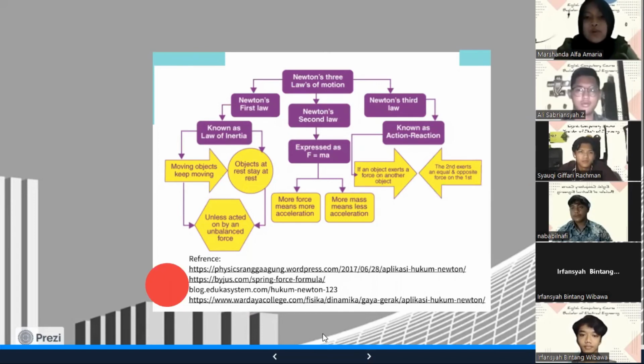And the second law, expressed by the formula force equals mass multiplied by acceleration, where more force means more acceleration, and more mass means less acceleration. And the third law, known as the action-reaction law: if an object exerts a force on another object, the second exerts an equal and opposite force on the first object.